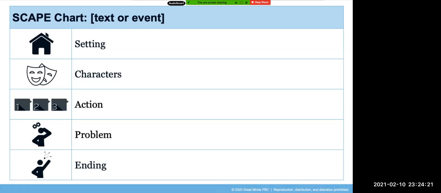You probably noticed that as you thought about what happened in the text, you did some hopping around the SCAPE chart. You didn't necessarily go in order from top to bottom. And that's what happens when you read more complex texts. The important thing about the SCAPE chart is to think about each story element. It's okay if they don't come in order.